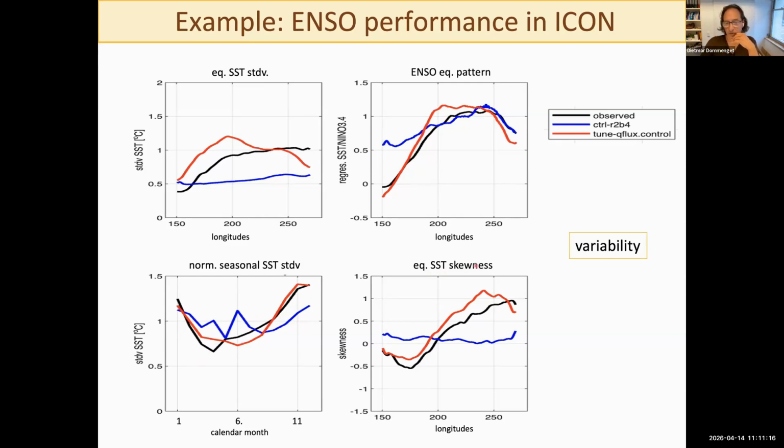Probably one of the nicest things is the nonlinearity, the SST skewness. In the real world, the skewness is positive in the east. That means more extreme positive values, El Niños. And in the west, it should be negative skewness, so more extreme La Niñas. The control model didn't have any of that. It has basically no skewness. But the flux corrected model has almost as realistic skewness as observed. It has very strong positive skewness in the east, and it has negative skewness in the west. So that looks really realistic.